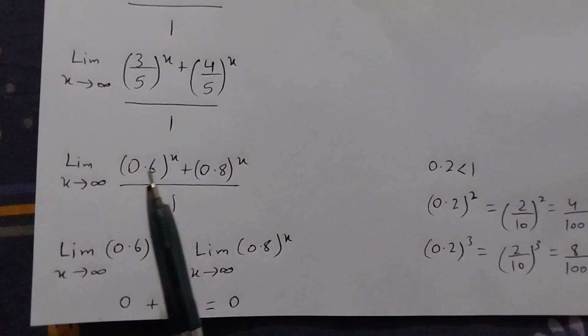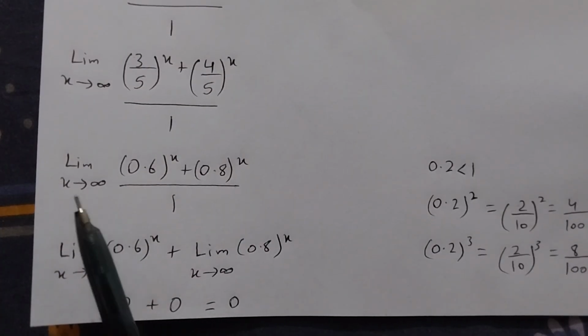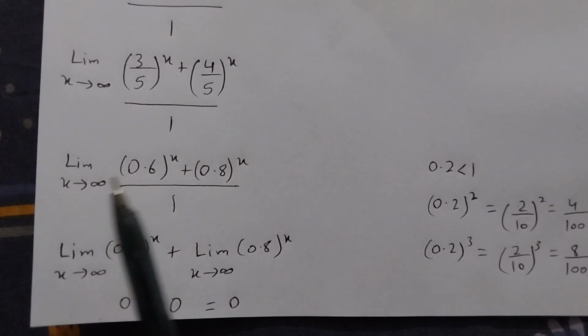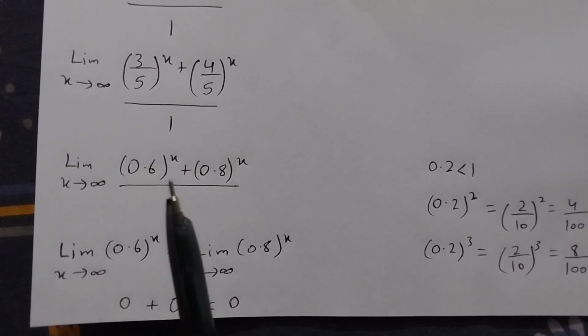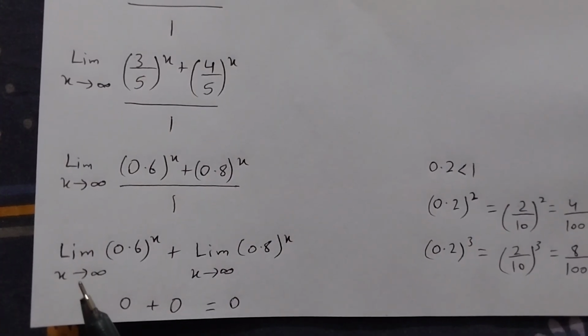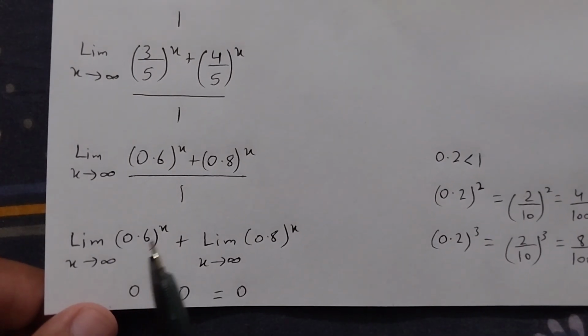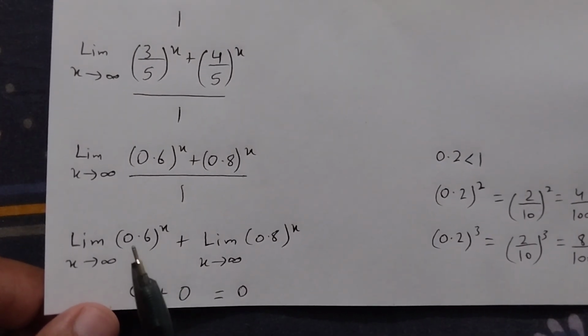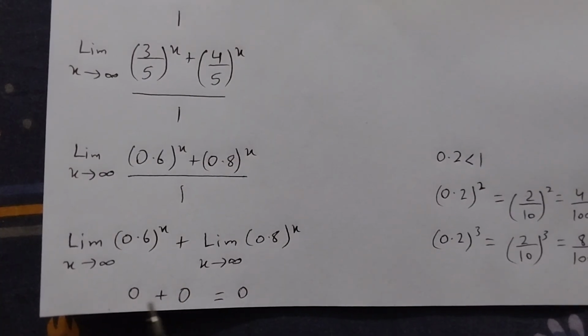So in the numerator, we'll just apply a property of limits, that the limit of the sum of two functions is the sum of the limits of those two functions. So we get this limit and this limit, and obviously when x gets huge, this number gets close to 0. So this limit is equal to 0, and similarly this limit is equal to 0. So 0 plus 0 is simply 0. So the answer is 0.